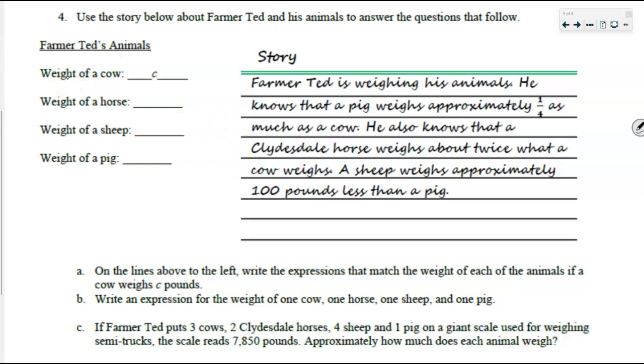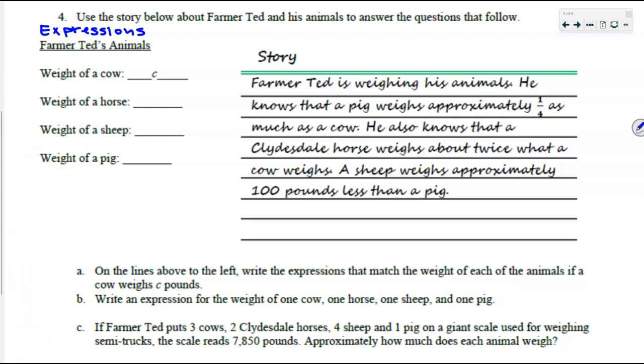This is where we're going to have all of our little expressions. And it does tell us what variable we should use. Do we know the weight of a cow? No, but we know that it's going to be represented with the letter C, C for cow. So with that in mind, as we read through the story again, let's see, what am I going to write for horse? What is the expression going to be? What am I going to write for sheep? And what am I going to write for pig? We're going to pause the recording as students work on that at their tables.